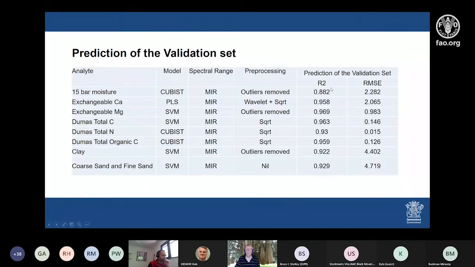And at the end here, you can see that this is the prediction of an independent validation set. So we got the R squared and root mean squared error. The 15 bar moisture is about 0.88. All the others are above 0.9. So that's it in a nutshell.